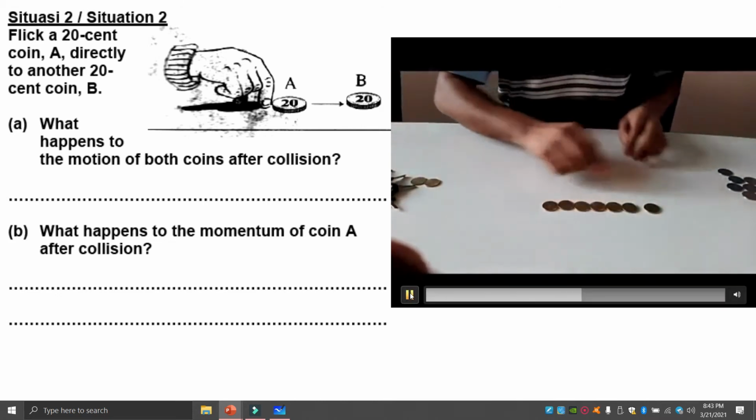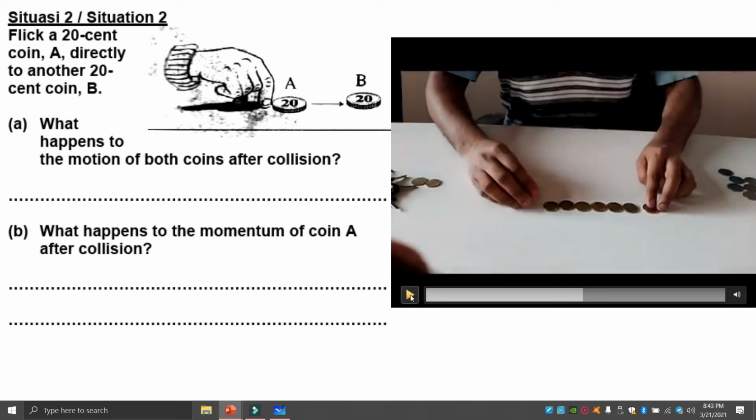Okay, coin. Alright. So you already see the video. Okay, so flick a 20 cent coin A directly to another 20 cent coin B. So this one they use only 2 coins, but this one they use 7. Okay, 7 coins. Okay, so what happened to the motion of both coins after collision?